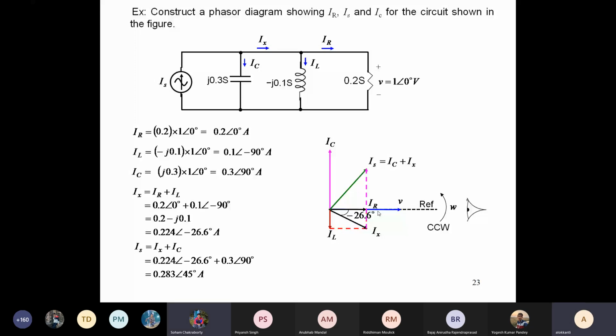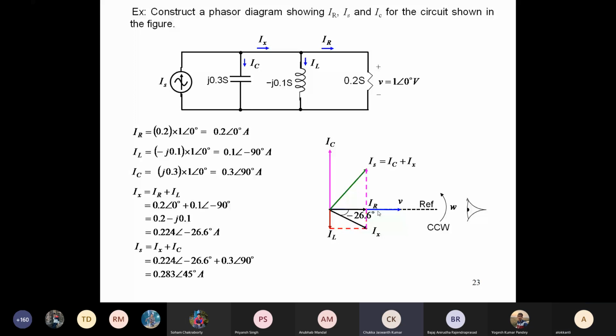Yes, sir, understood. But the purpose was just to show that they get added. But in fact, in this problem you may not have found out Ix also. You could have directly found out Is and shown it in the phasor diagram.